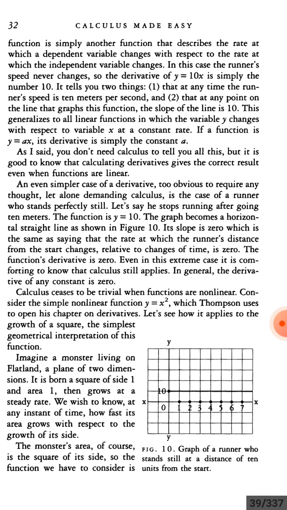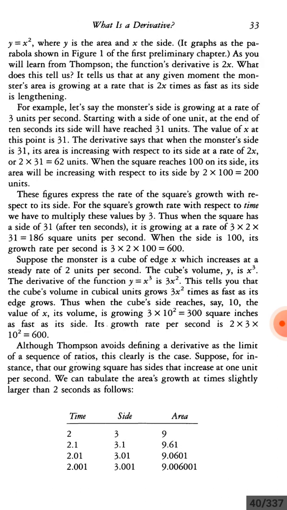So the function we have to consider is y equals x squared, where y is the area and x the side. It graphs as the parabola shown in figure 1 of the first preliminary chapter. As you will learn from Thompson, the function's derivative is 2x. What does this tell us? It tells us that at any moment the monster's area is growing at a rate that is 2x times as fast as its side is lengthening.